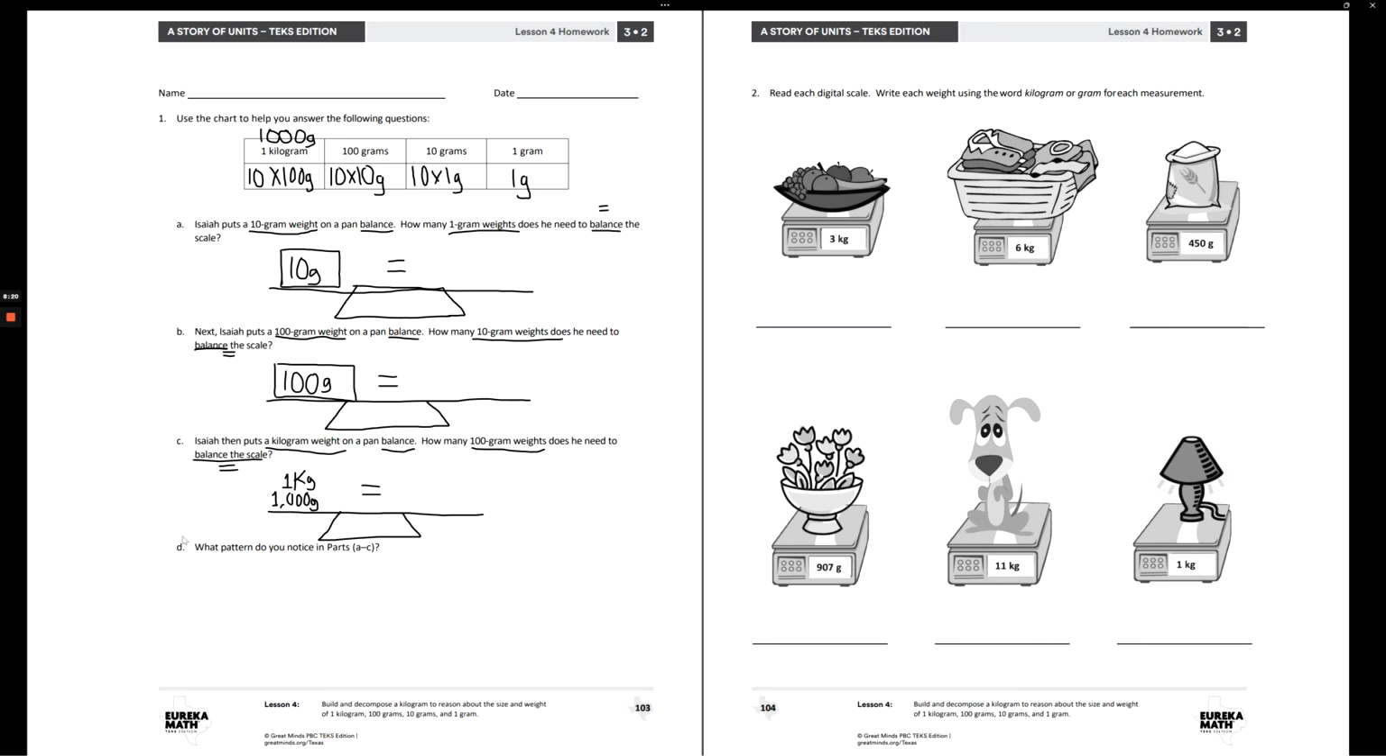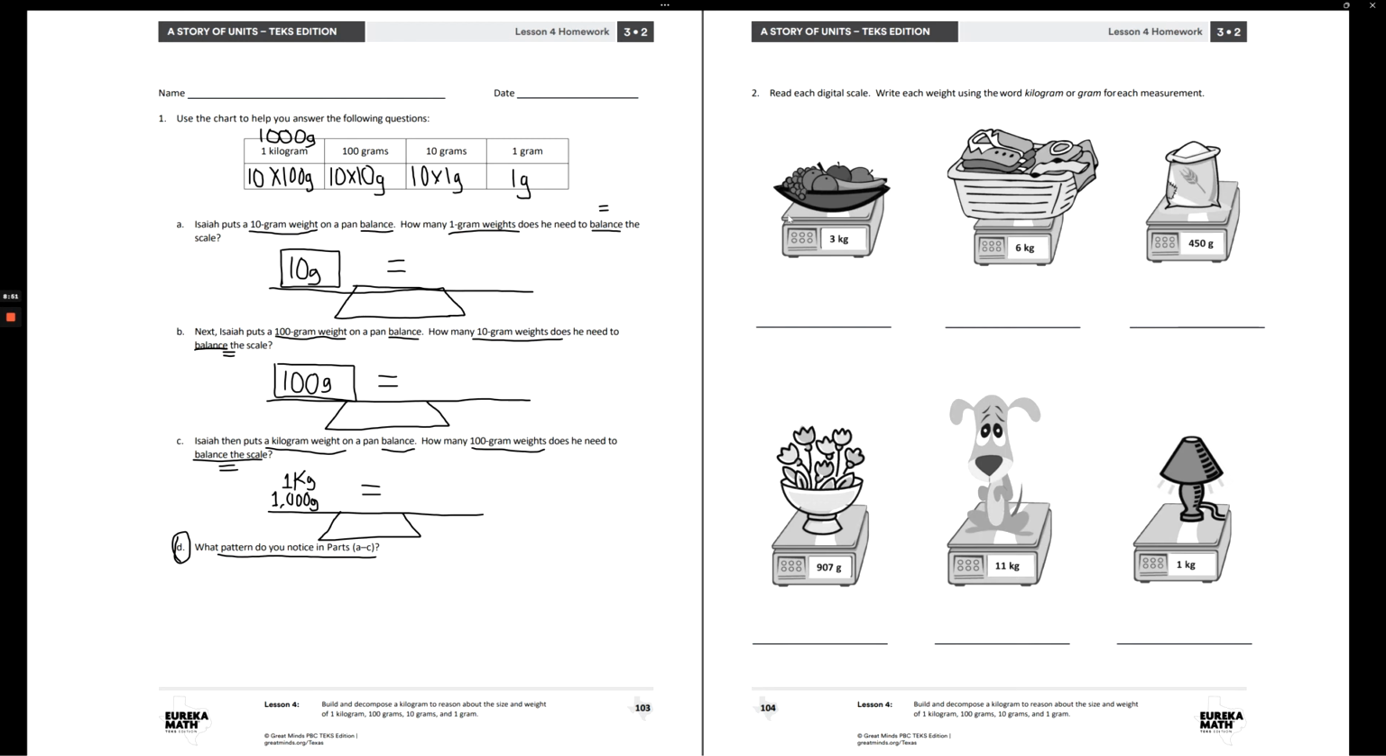Now down here for D, I want you to write your own sentence. I want it to be a full sentence, capital letter in the beginning, period at the end. You'll probably need 1 to 2 sentences to explain what's the pattern you notice in parts A through C. What's happening here that we're repeating over and over again? So I want to see your own sentence on this one.